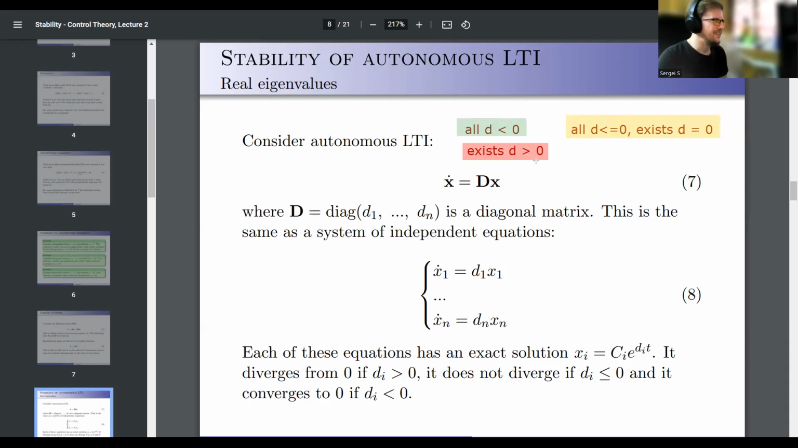Okay, so again, D negative, asymptotically stable. All D have to be negative. At least one D positive, unstable. All D negative or 0, and at least one is 0, marginally stable. So not asymptotically stable, but still stable. Any questions about this whole thing?